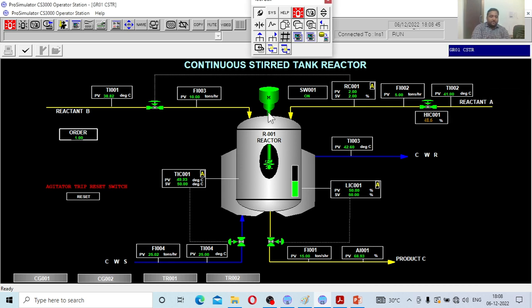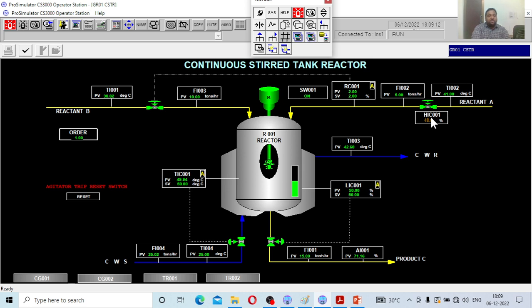Okay, there is one reset button. If something beyond the limits is happening inside the reactor, the reactor will automatically turn off. This particular stirrer will go off. So your job is to observe the different parameters. Once I change the valve position, what happens? You can see how my conversion is getting affected once I open this particular valve.